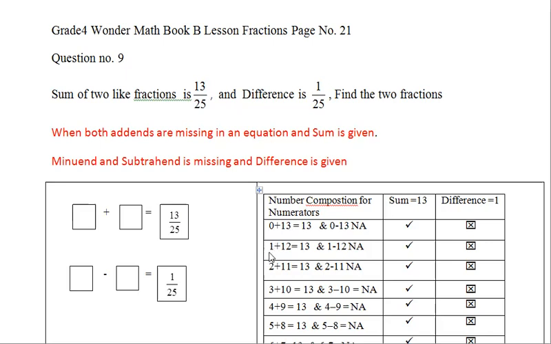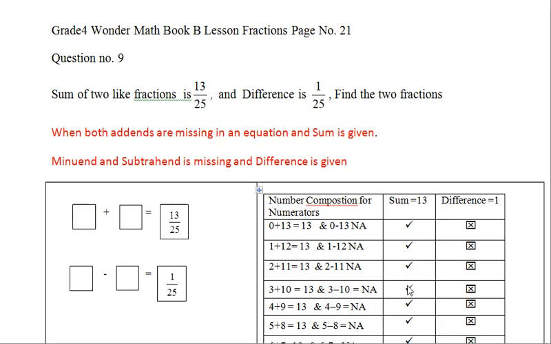Let's go 1 plus 12. 1 plus 12 is also giving us the sum 13, but 1 minus 12 doesn't give us any difference because we cannot subtract 12 from 1. So again, it is not applicable. Wherever the minuend is smaller than the subtrahend, we cannot subtract. We need the minuend bigger and the subtrahend smaller so that we get a difference of 1. Again, 2 plus 11 is 13, but 2 minus 11 is not applicable. 3 plus 10 is 13, but 3 minus 10 is not applicable.